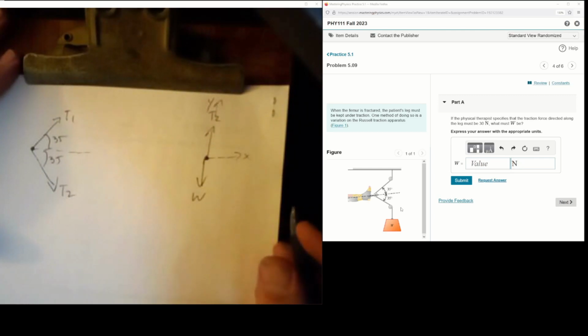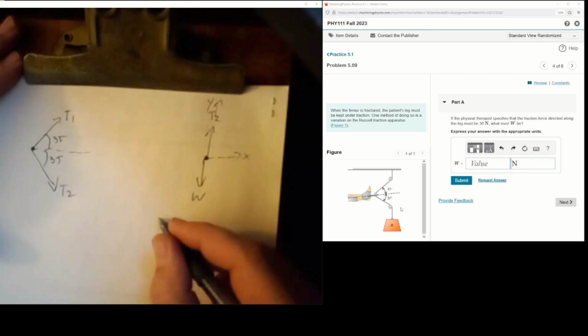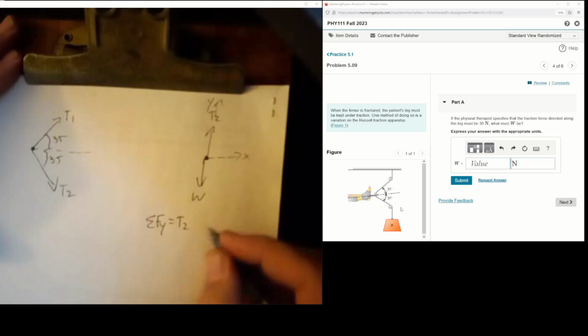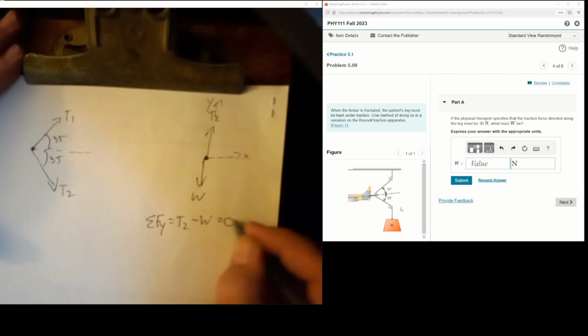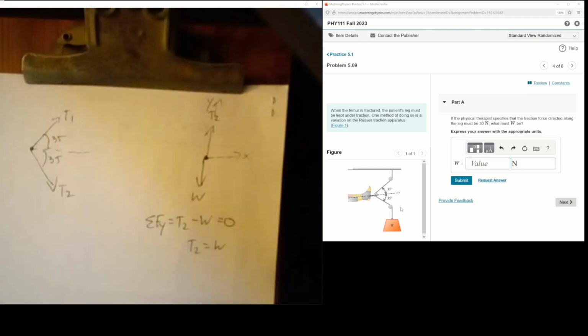And from the weight, no forces in the x direction, but in the y, we got T2 up minus weight down. Newton says that equals ma, but the weight's not moving, so a is 0, and we get that tension 2 equals the weight.